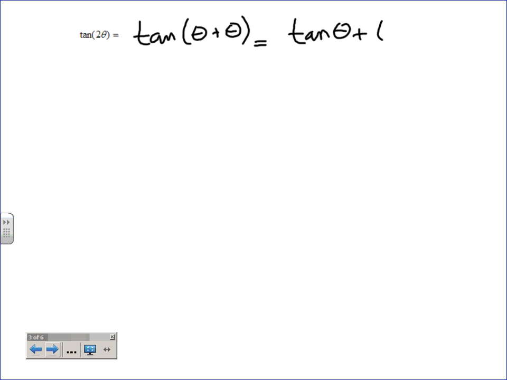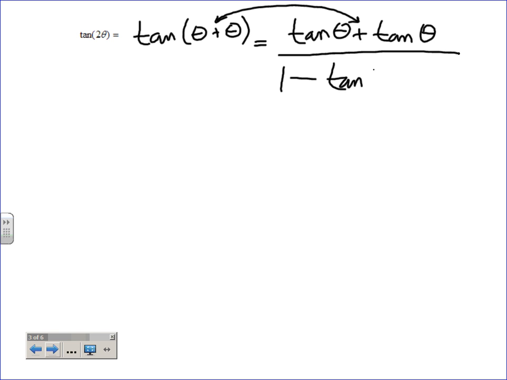Yep, tangent of first one plus tangent of second one. Does the sine actually stay on top, or does it switch? It stays on top. Yep, so tangent of the first one plus tangent of the second one. Oh, very good. 1 minus because it is plus here. So it's 1 minus. That'd be the opposite. Tangent of the first one times tangent of the second one. Very good. Well done.